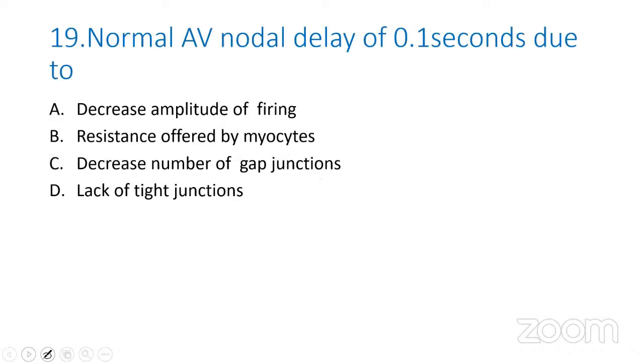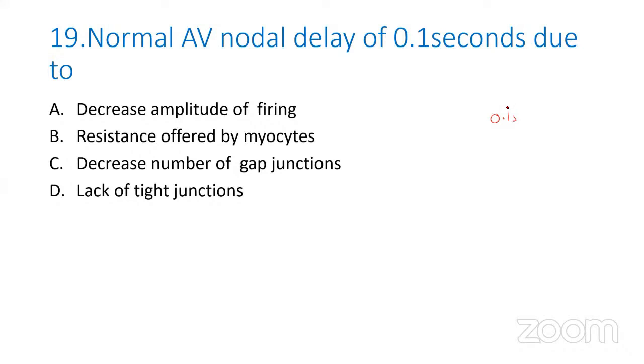Let's see a few questions from the GIT and CVS. Normal AV nodal delay is 0.1 second, which is due to decreased amplitude of firing, resistance offered by myocytes, decreased number of gap junctions, and lack of tight junctions. So there is a delay of 0.1 second in the AV node.